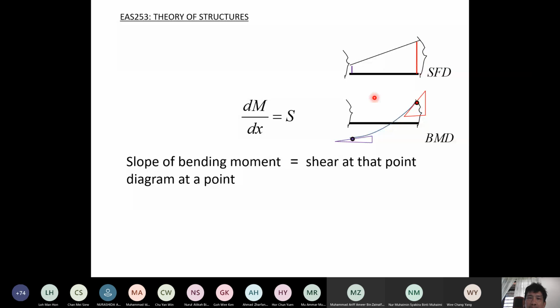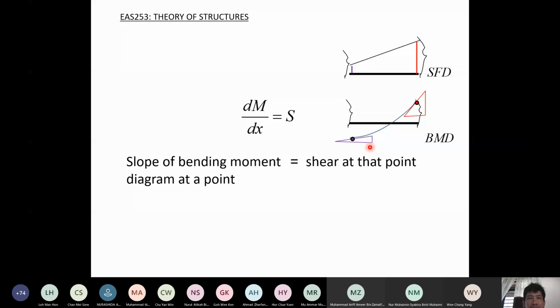And the same thing, the purple point here: the slope in the bending moment diagram at that point is equal to the shear at that point. If that shear is positive, then the slope is positive. So this is the second important set of equations relating bending moment and shear.